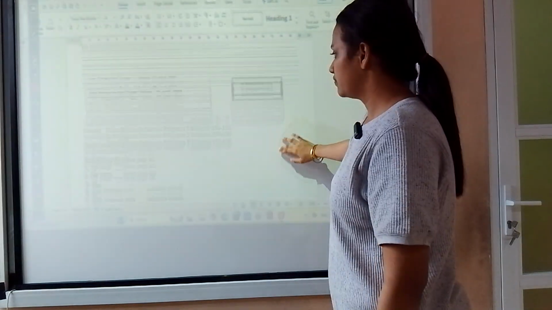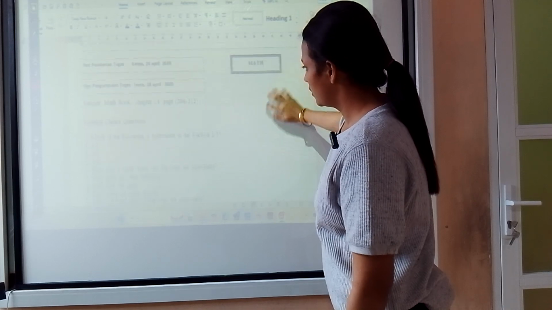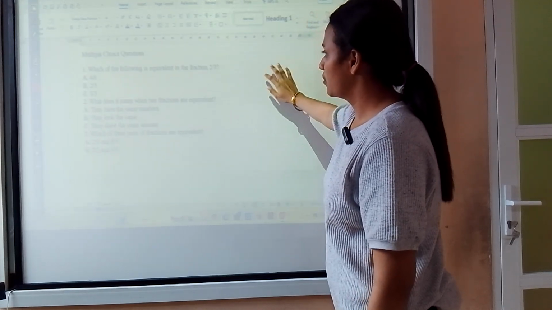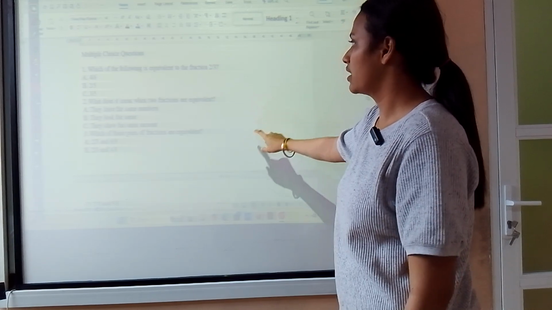Okay, Math. Which of the following is equivalent to fraction 2/3?